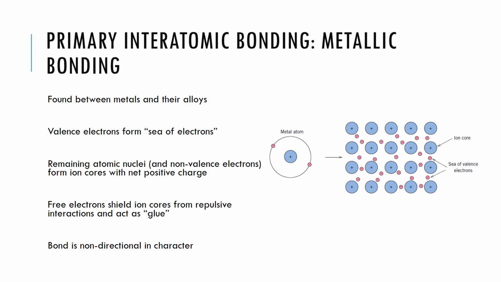And those free electrons shield ion cores from repulsive interactions. And if you like, they act as a glue that holds the material together. And unlike the covalent bond, but like the ionic bond, the bonding here is non-directional in manner.